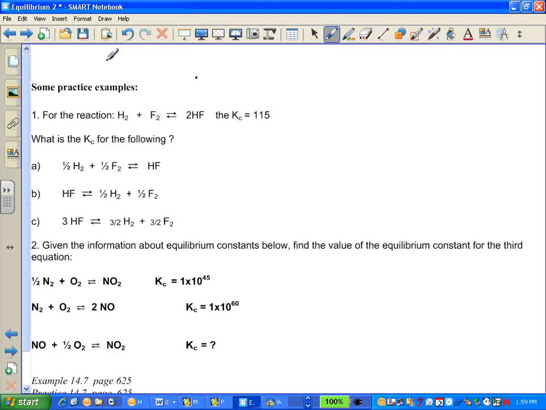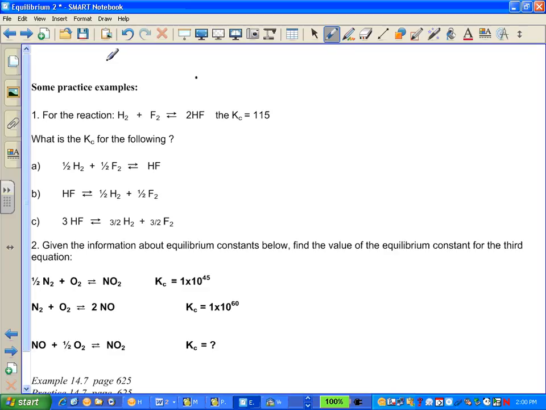So with these practice examples, in the first reaction that we're given, we know the Kc value. This Kc value was determined by completing an experiment. We look at it, and it's H2 plus F2 in equilibrium to HF. The question asks us to determine the Kc value of a couple of different reactions.